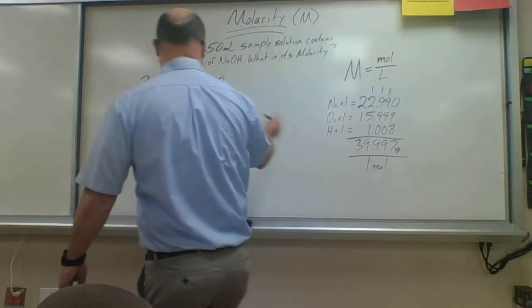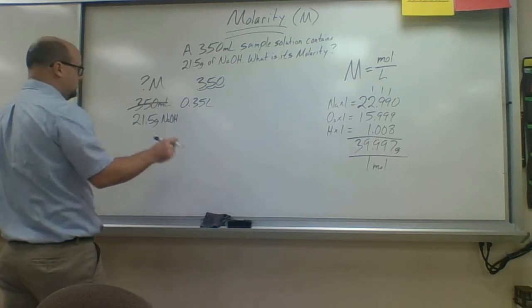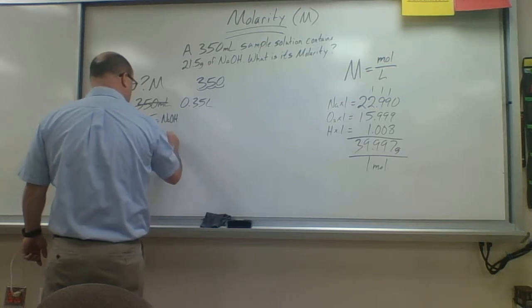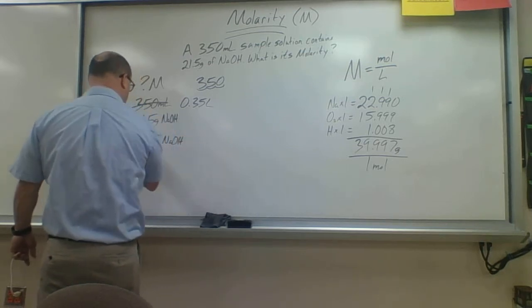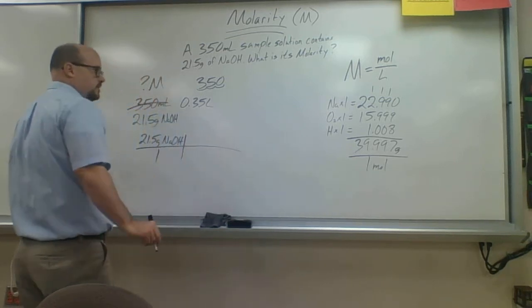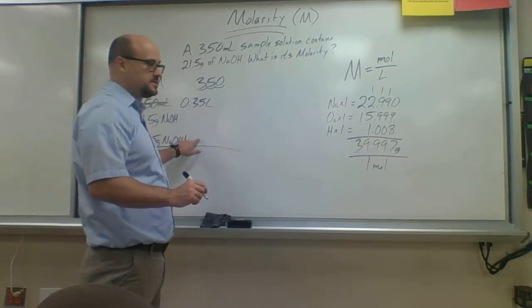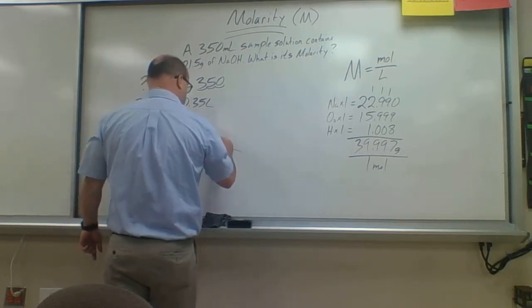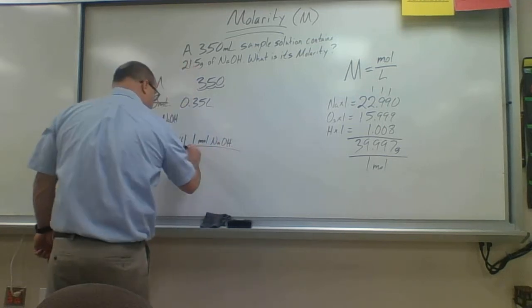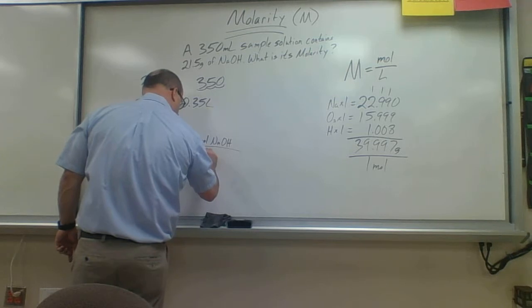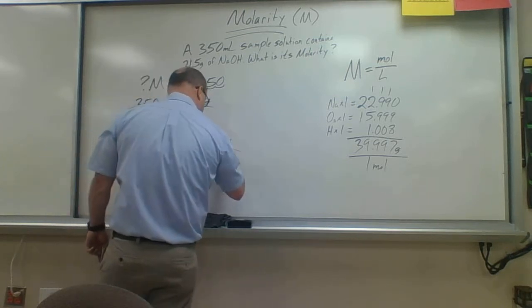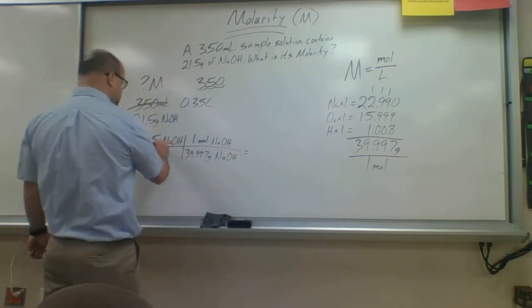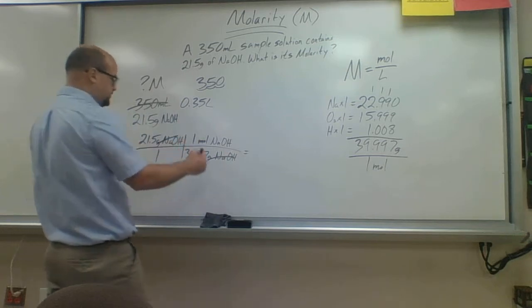Now we have what we need to turn these grams into moles. First off, we're going to write what we have, 21.5 grams of NaOH over one, draw your railroad. Moles is what we want, so we need grams to go away. So moles is going to go on the top. And 39.997 grams of NaOH goes on bottom. Next step, cancel out your grams, multiply straight across.